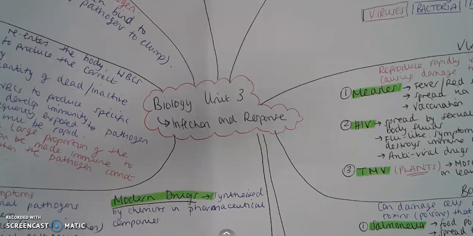Welcome to part 3 of the biology paper 1 revision videos. In this one we're going to look at unit 3, which is infection and response. This unit is split into two halves really.